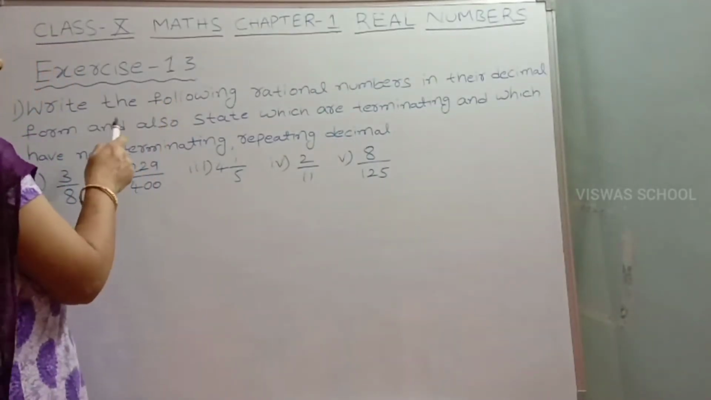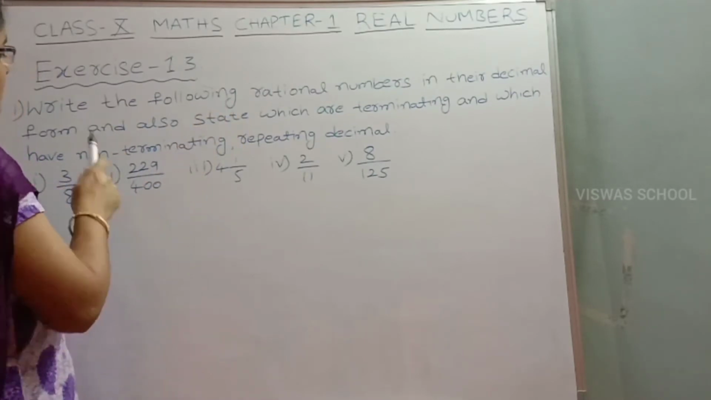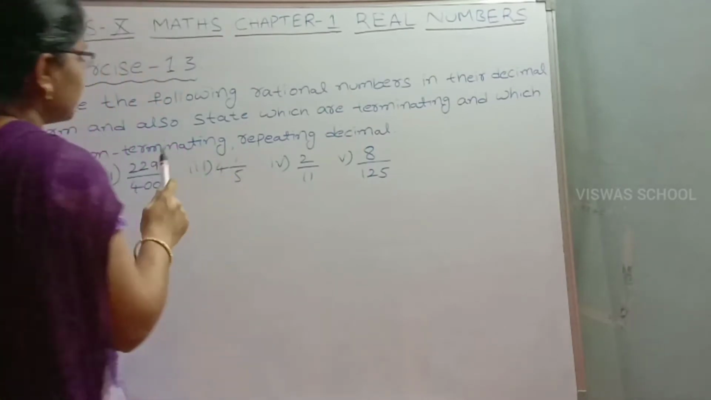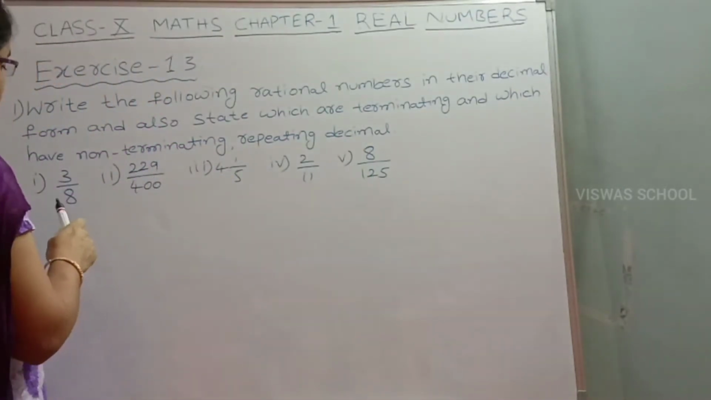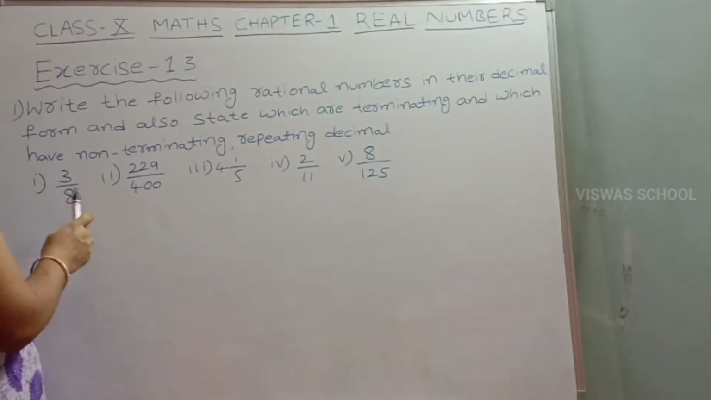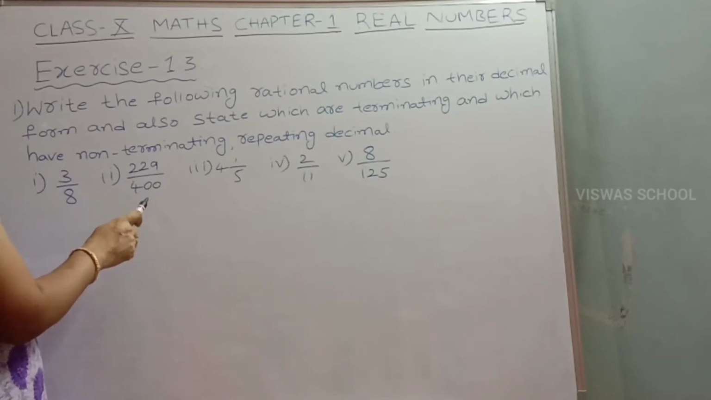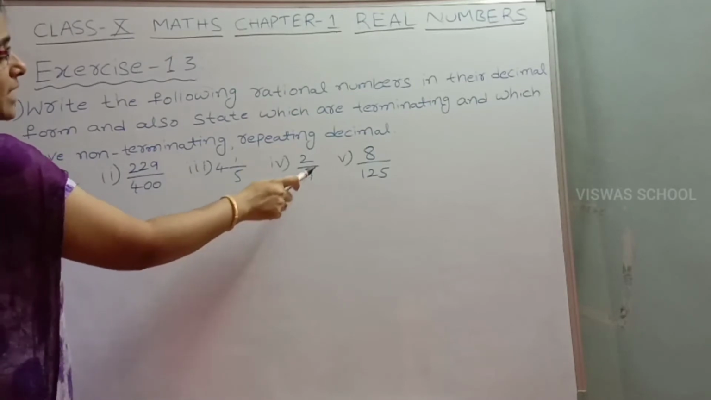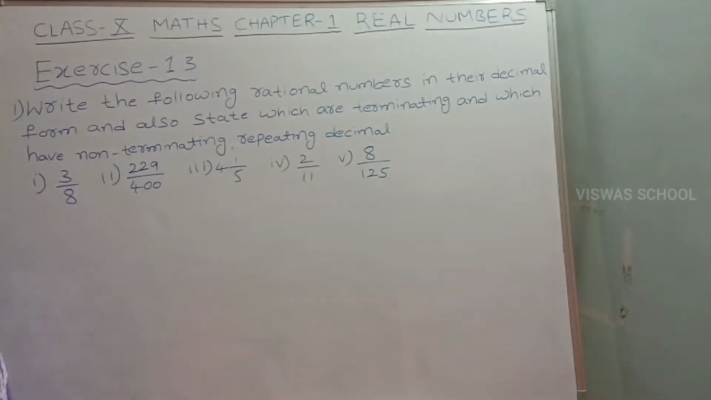Exercise 1.3. Write the following rational numbers in their decimal form and also state which are terminating and which have non-terminating repeating decimal. First one is 3 by 8. Second one is 229 by 400 and third one is 4 1 by 5. Fourth one is 2 by 11 and fifth one is 8 by 125.